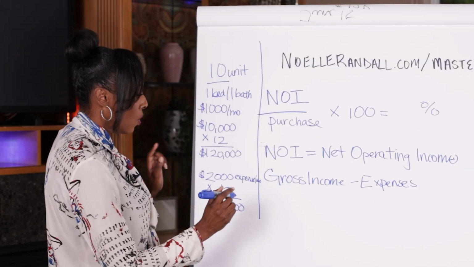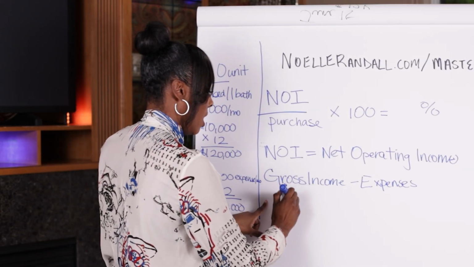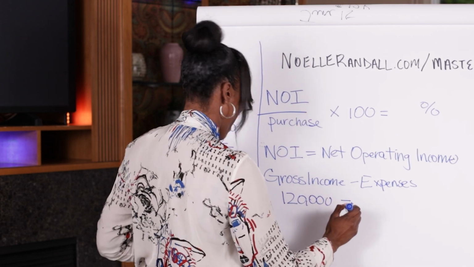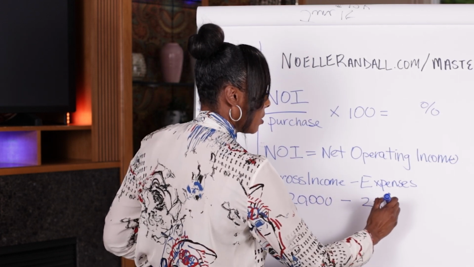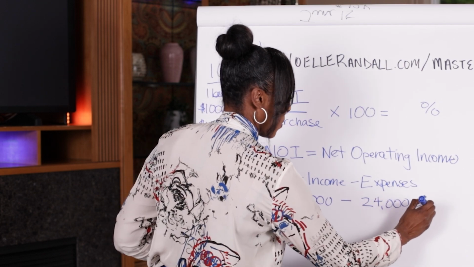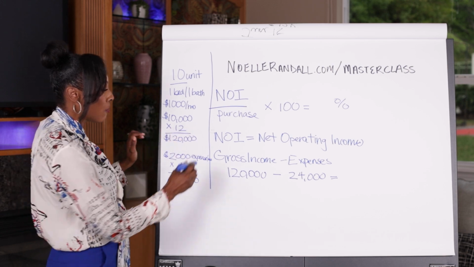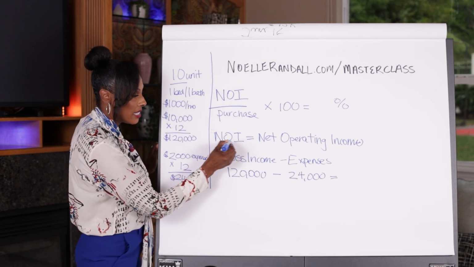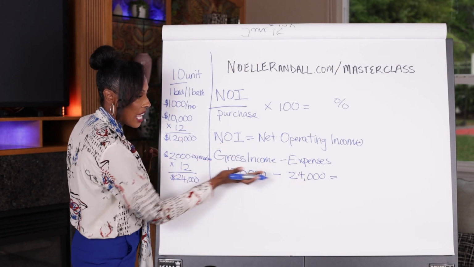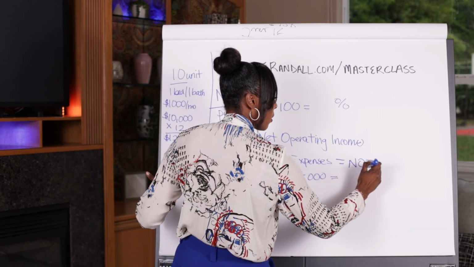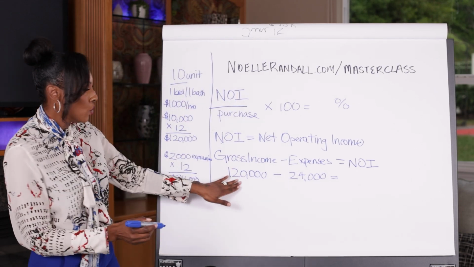$24,000, okay? So now you have your gross income, $120,000, all right, minus $24,000 in expenses, okay? So this is how you would come up with this calculation so that you could first get, of course, your net operating income. This is your net operating income, all right? I want you to be aware of what your calculations are. So let's just do a quick math.